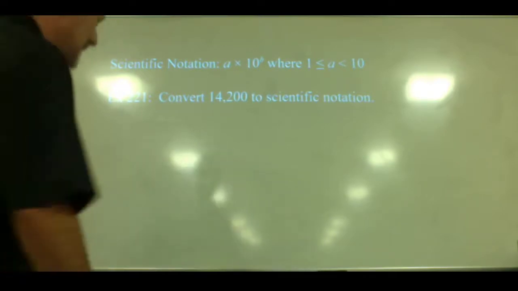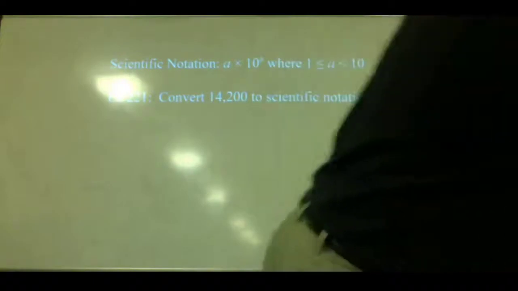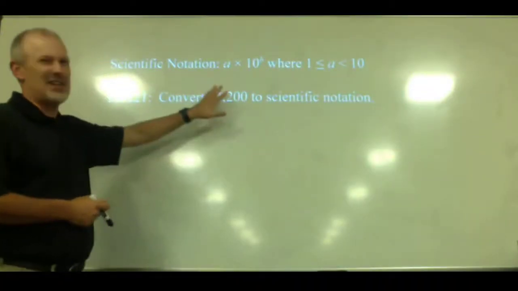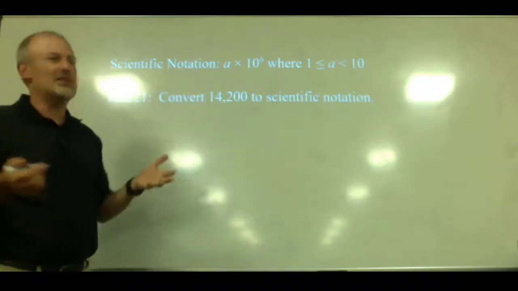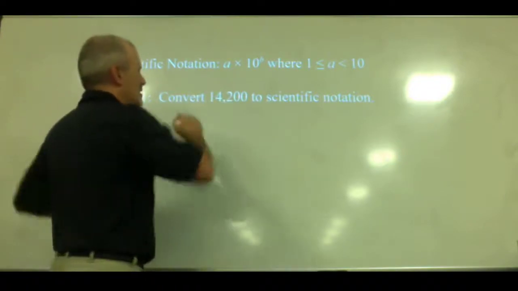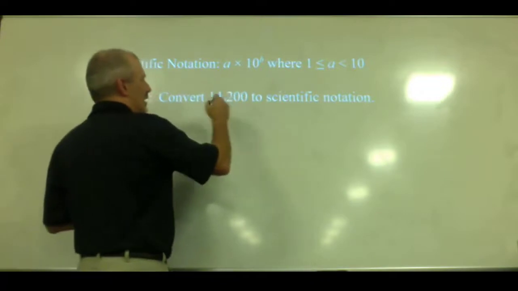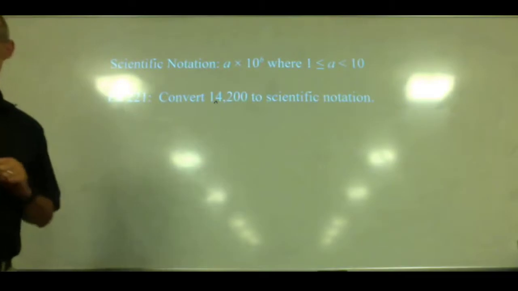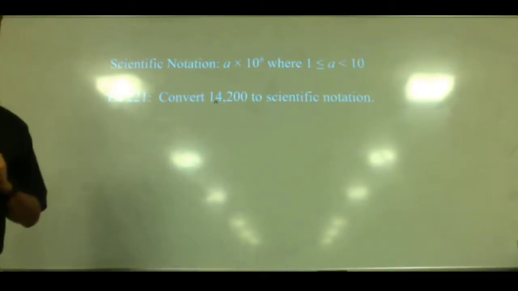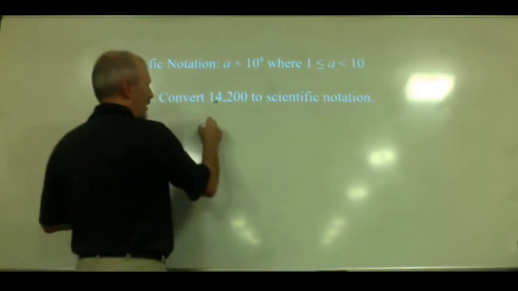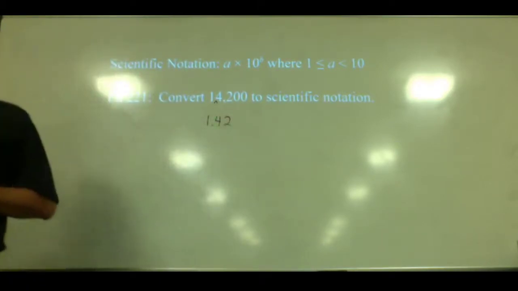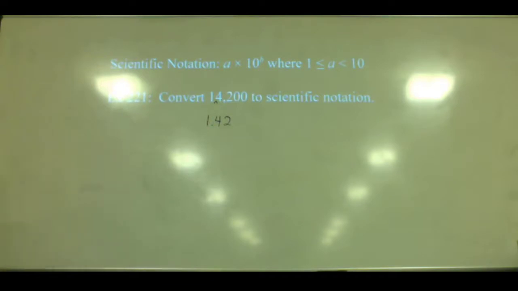The first one we've got is to convert 14,200 to scientific notation. Now this one is not too big, so you probably wouldn't use scientific notation, but this is just for practice. Here's what happens. Our decimal point always goes to the right of the first non-zero digit. So we're going to write 1.42. We just write down the numbers until we hit the rest of them being zeros, and then we stop. So 1.42.